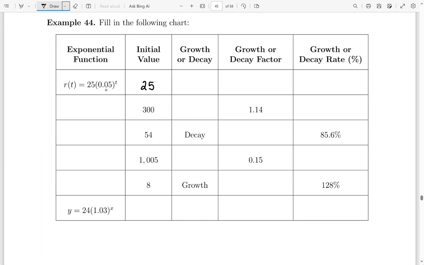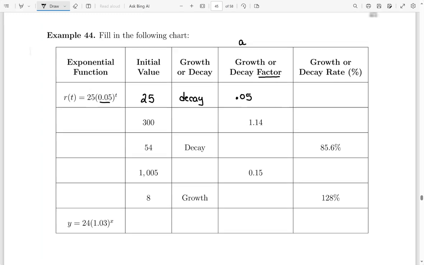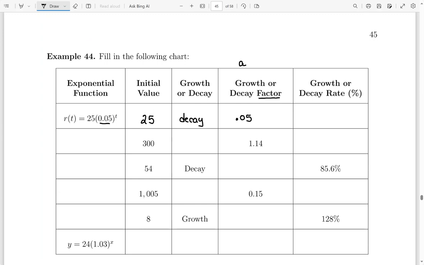Our value here is less than 1, which means that we're looking at a decay problem. We're multiplying our number 25 times a number less than 1, so it's going to go away eventually. The growth or decay factor, that's the a value, and that's the value that you see in the problem. So our factor that we're multiplying by is 0.05. The rate, though, that depends on whether it's a growth or decay.